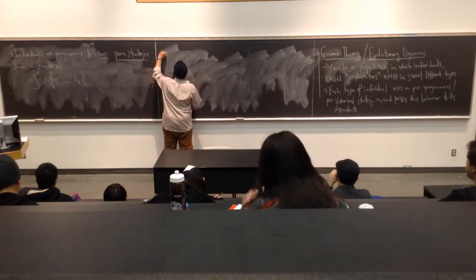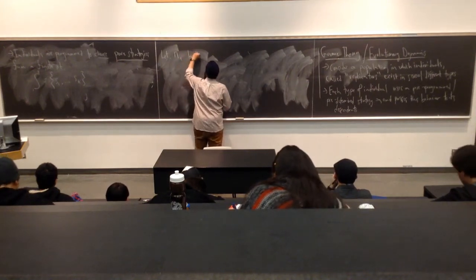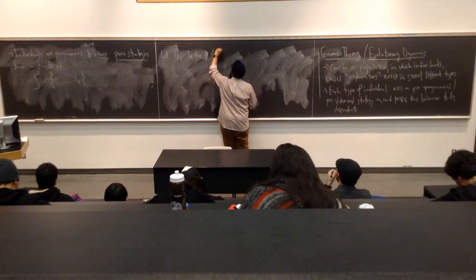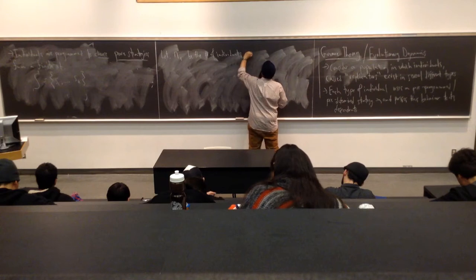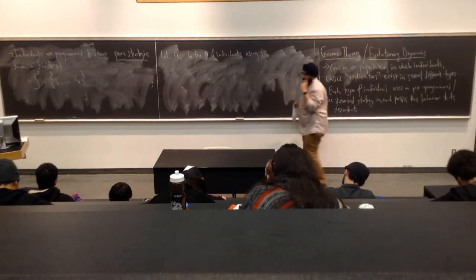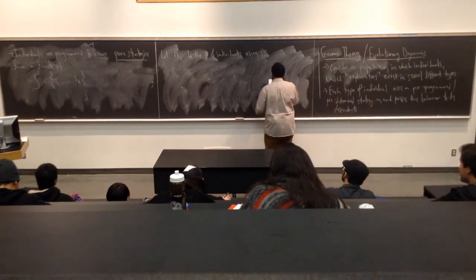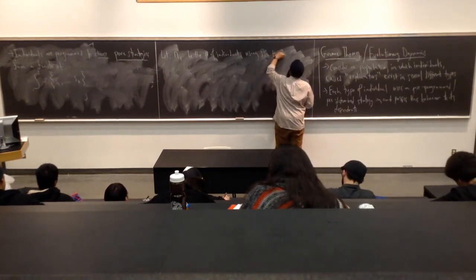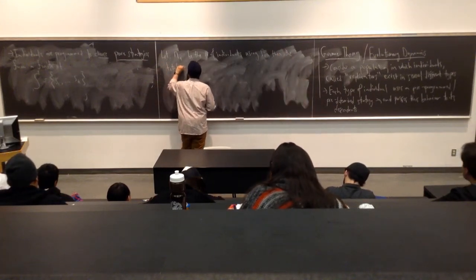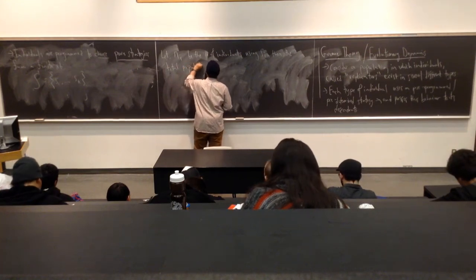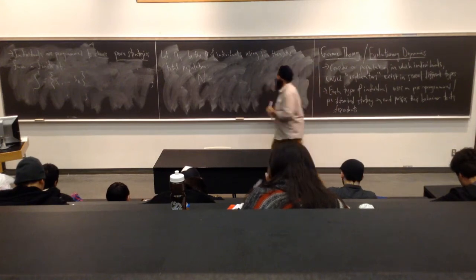Now, let n sub i be the number of individuals using strategy S sub i. So n sub i is a population count. And then, obviously, the total population is simply given by capital N. It's just the sum over all the small n's.